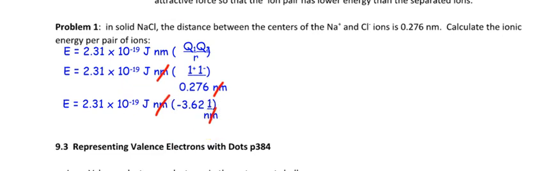And so now it's 2.31 times 10 to the negative 19 joules times negative 3.62, 1 over nanometers. And I end up with a negative 8.37. It needs to be negative, all right? It needs to be negative. Energy is released. We also said energy is going to be lowered, so it becomes negative, more negative, when you have the optimal distance between the two.